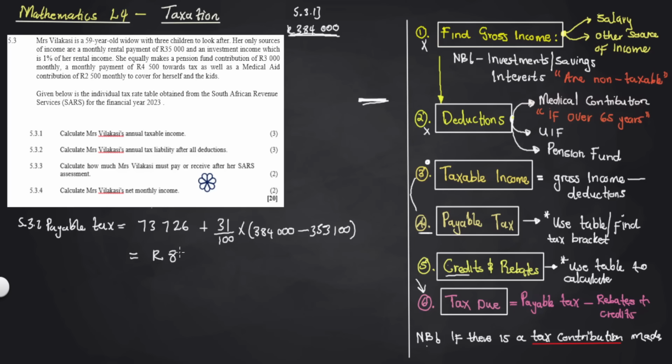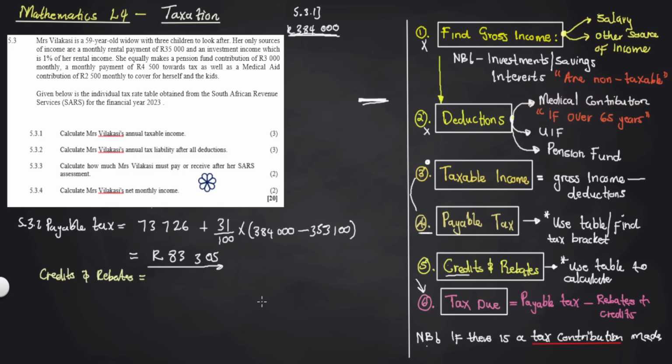My answer is 83,305. So this is the payable tax, but we want the tax due. Let's calculate my credits and rebates. Let me use yellow for this one. Credits and rebates.